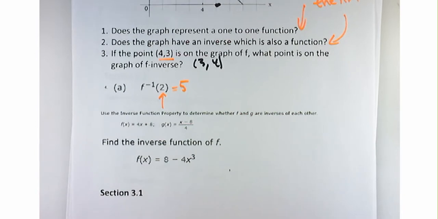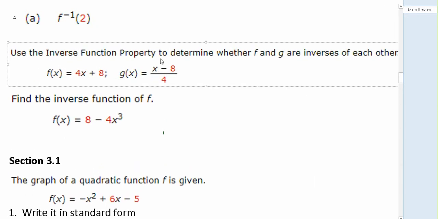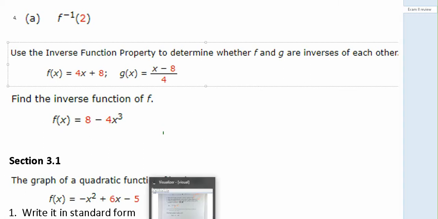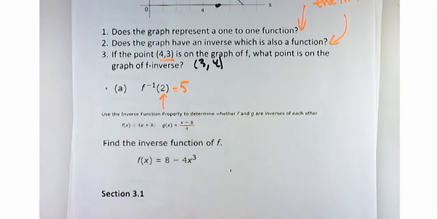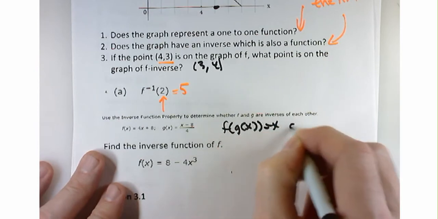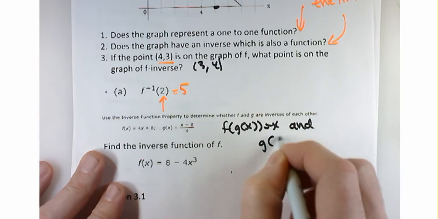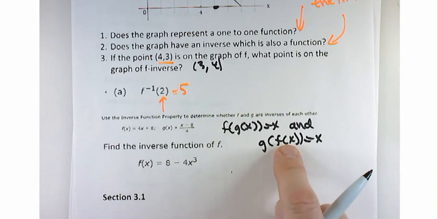Two more problems with inverses. And let me show the first one here. Maybe I can make that a little bit bigger. Use the inverse function property to determine whether f and g are inverses of each other. Now let me remind you what the inverse function property says. Basically, it says that f of g of x is x and g of f of x is also x. If that's true, then f and g are inverses of each other.